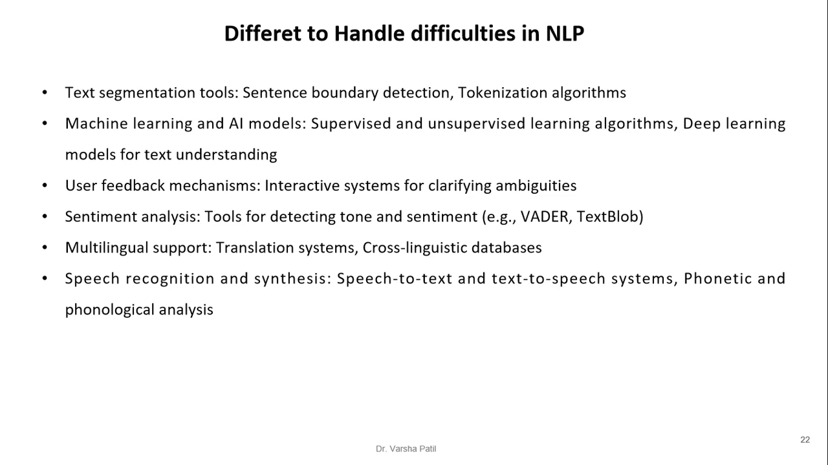Machine learning and AI models, that is supervised and unsupervised machine learning, deep learning models for text understanding. Then user feedback mechanisms, interactive systems for clarifying ambiguities. This is specifically required for chatbot applications. Sentiment analysis, tools for detecting tone and sentiment. Here we can use algorithms like VADER and TextBlob. Multilingual support, translation systems, cross-linguistic databases. Speech recognition and synthesis, speech-to-text and text-to-speech systems, phonetic and phonological.